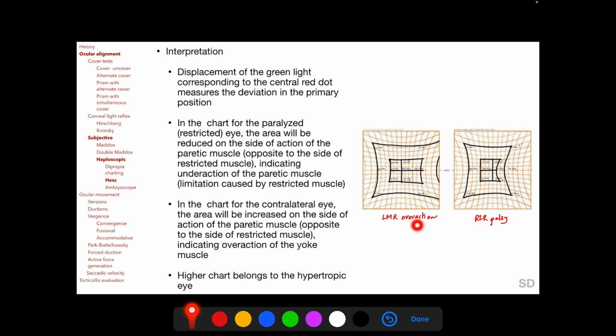This overaction also occurs when there is a limitation in the movement of the first eye in the same direction but due to a restriction. And this overaction will be reflected in the increase in area of the Hess chart of the normal eye in the same direction as the reduction in the area of the Hess chart in the eye with the paralyzed muscle.